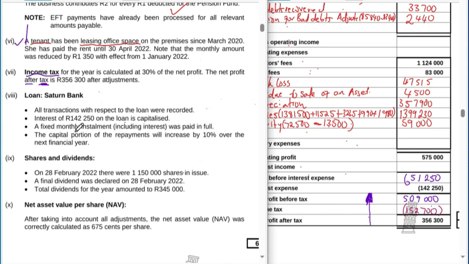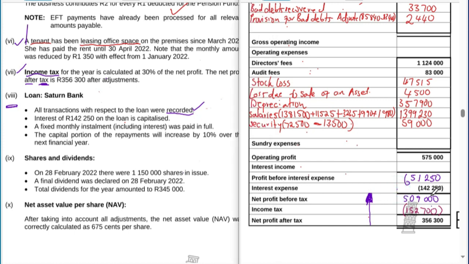So guys, transaction number 8 is as follows. It says loan certain bank. All transactions with respect to the loans were recorded, meaning all the transactions regarding the loans have been recorded. Interest of 142,250 on the loan is capitalized, and they told us that it has already been recorded. When we go to our answer sheet, the interest expense has already been recorded.